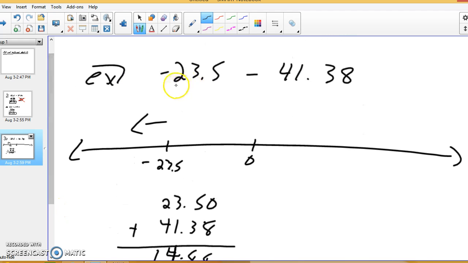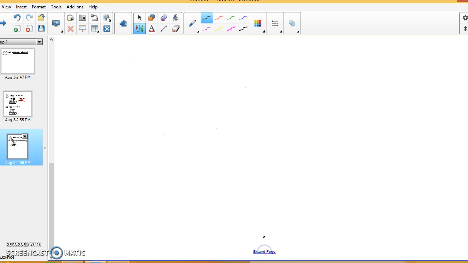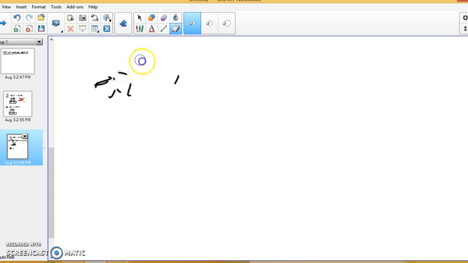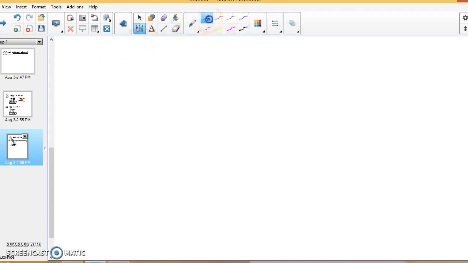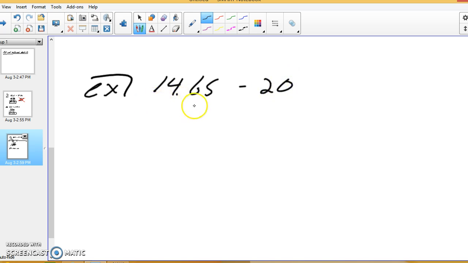We just have to be sure that we recognize whether we have negatives subtracting positives, positives subtracting negatives, and things of this nature. Another example of that would be, let's say we have 14.65 minus 20. Now notice we have a number subtracting another number which is larger than itself.